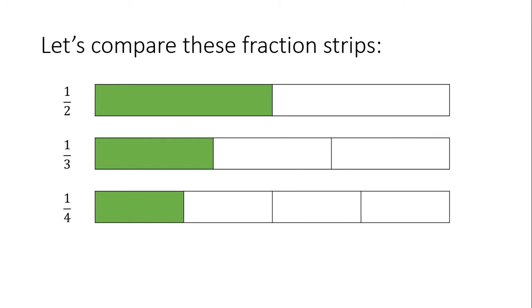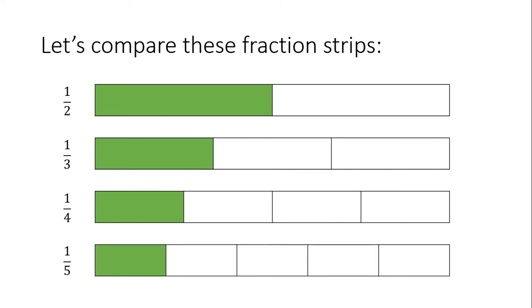And why is that? Well, if you have one size object and you have to divide it into more and more equal pieces, each piece is going to have to be smaller. So let's make a prediction. If I'm trying to get 1/5, is it going to be smaller or bigger than 1/4?